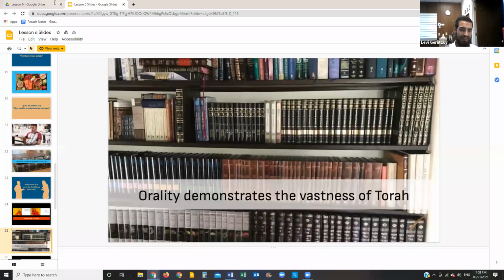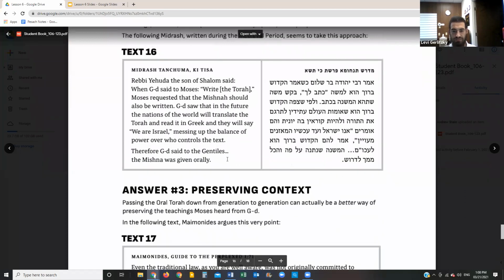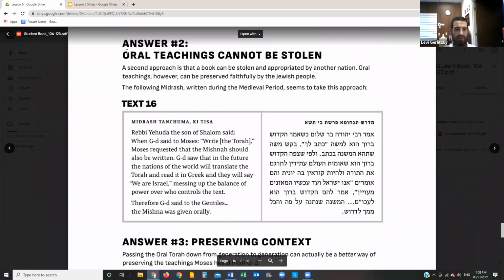Let's read the second answer. Answer number 2. And Sheila, if you'd like to read answer number 2. Oral teachings cannot be stolen. A second approach is that a book can be stolen and appropriated by another nation. Oral teachings, however, can be preserved faithfully by the Jewish people. The following midrash written during the medieval period seems to take this approach. Do you want me to read that? Yeah, read that.